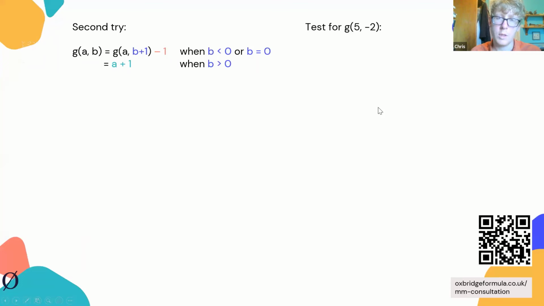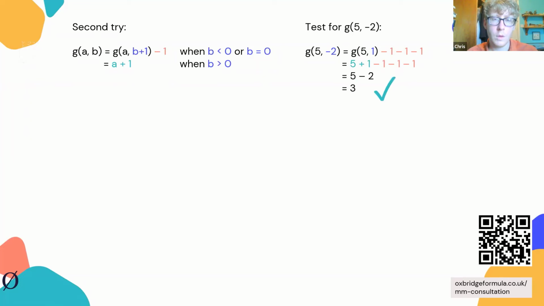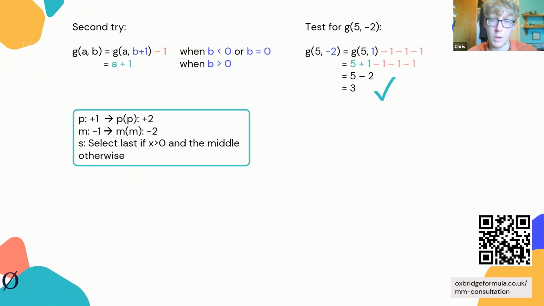So adding a plus 1 instead, we suspect it is going to work. So we do it for 5 and minus 2. For the first couple of steps, it works out the same as before. So we get to g of 5 and 1 and 3 minuses. And then g of 5 and 1 is the second line, so that's now a plus 1. And the plus 1 cancels with the minuses, we get 5 minus 2, which is what we wanted. So what remains to be done? Well, we've got to write our answer in terms of S and P and M.